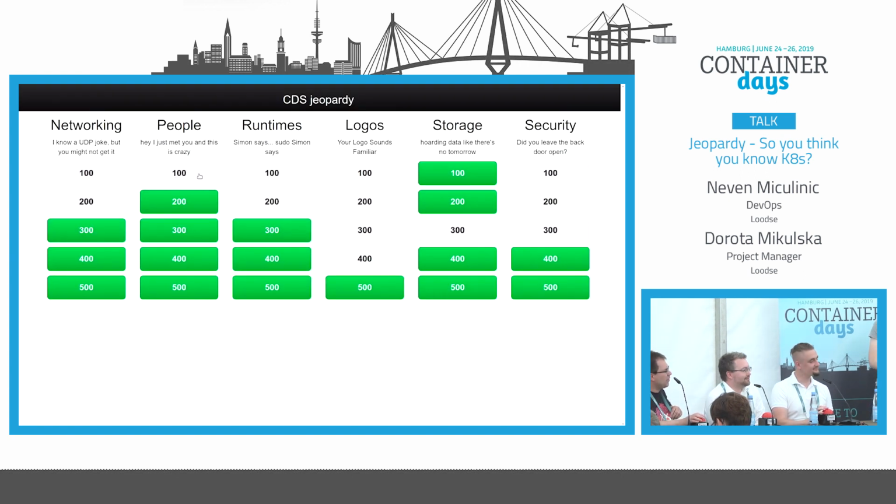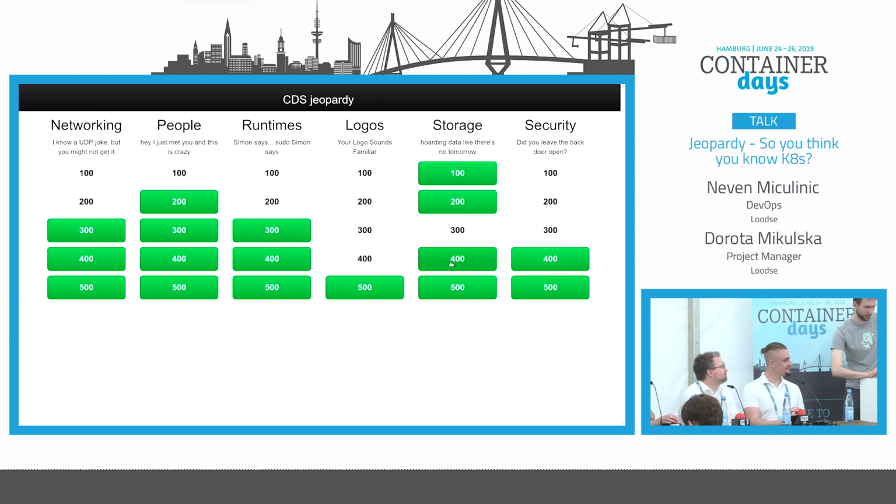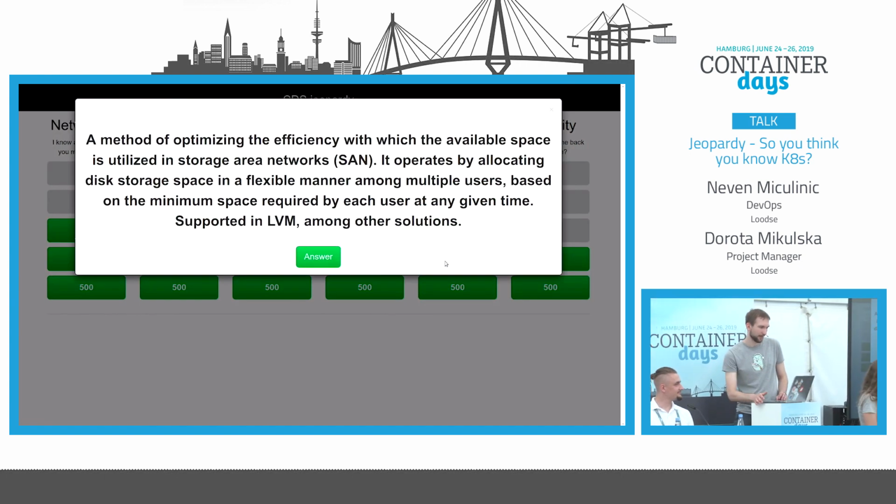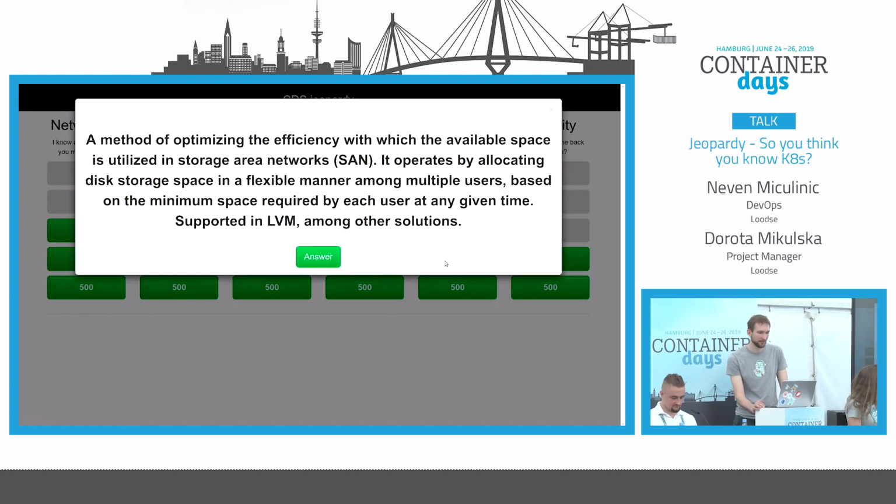Okay, let's take Storage for 400. Storage for 400. A method of optimizing the efficiency with which the available space is utilized in storage area networks. It operates by allocating disk storage space in a flexible manner among multiple users based on the minimal space required by each user at any given time. Supported in LVM, among other solutions.